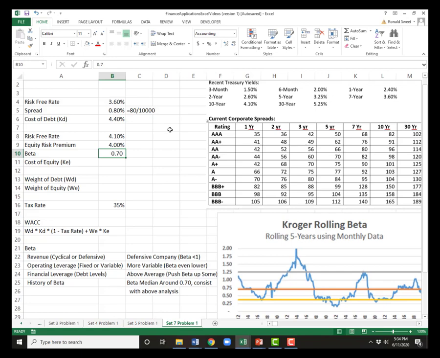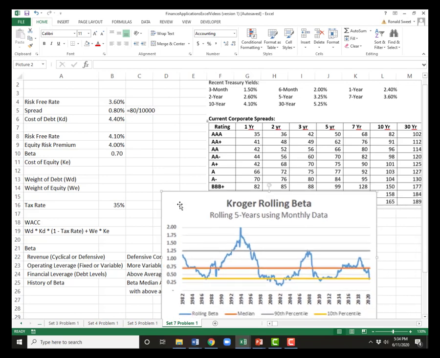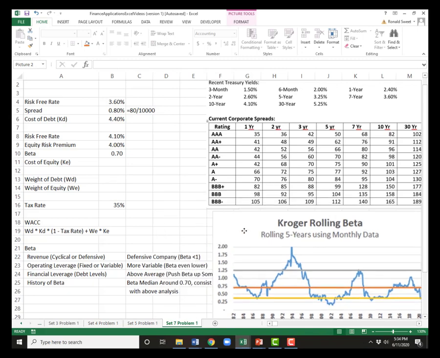Grocery stores, I usually go anywhere in the 0.5 to 0.7 range. I might use a 0.6. You can see their median's probably closer to 0.75. However, this is a rolling 5-year, and you notice their beta used to be much, much higher back in the 90s. If you look at more recent time, and especially real recently, it's been much, much lower.